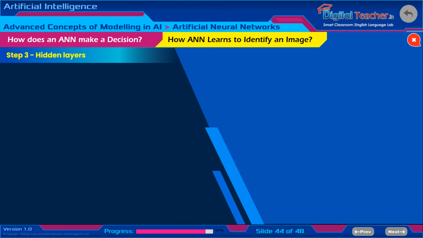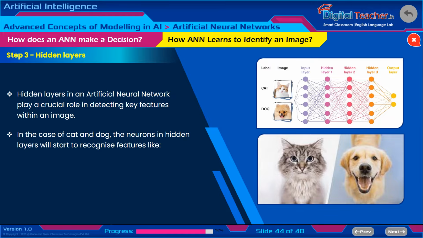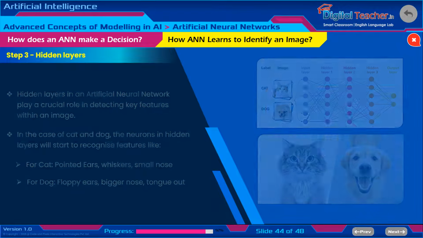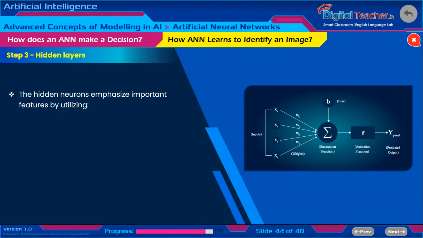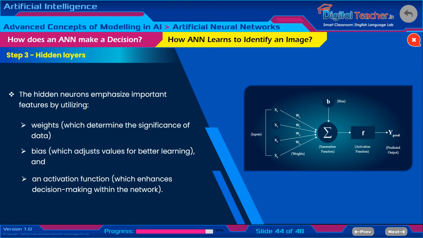Step 3. Hidden layers. Hidden layers in an artificial neural network play a crucial role in detecting key features within an image. In the case of cat and dog, the neurons in hidden layers will start to recognize features like: for cat, pointed ears, whiskers, small nose. For dog, floppy ears, bigger nose, tongue out. The hidden neurons emphasize important features by utilizing weights, bias, and activation function.